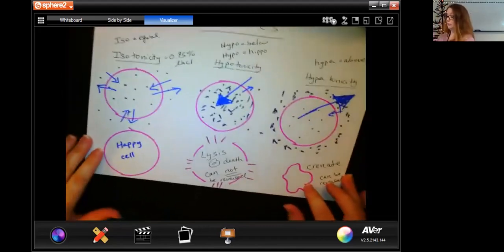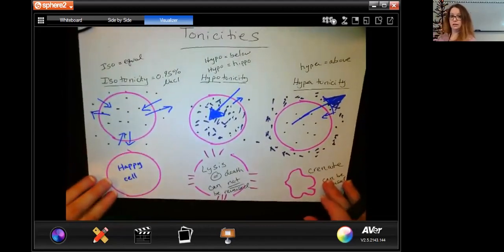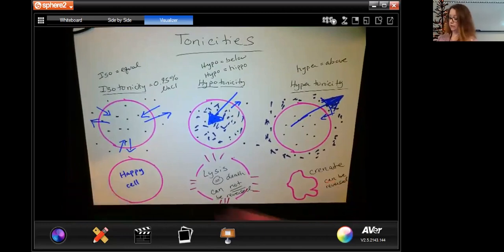So this is animal tonicities in a nutshell. Iso, equal. Everybody's happy. Hypo, large, big. Your cell swells and then they die. Hyper, small, tiny. Your cells shrink, can't function normally, and then you also could die from this as well.